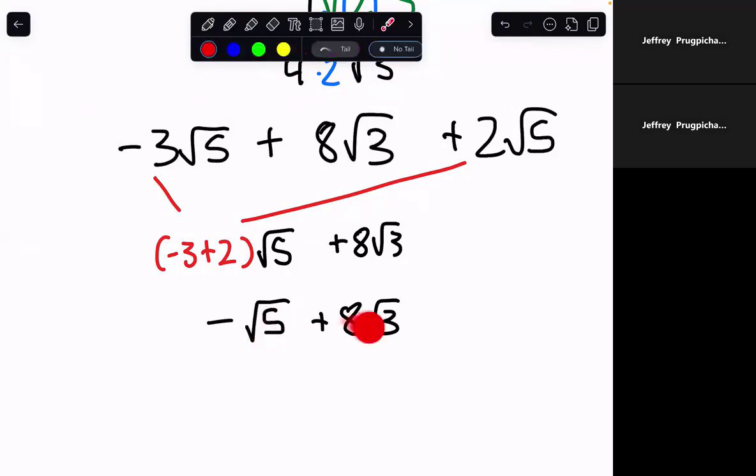Okay, and again, you check, can these be combined? This is a square root, but the radicand is 5, so it cannot combine with the radicand of 3. Okay, so this would be fully simplified.